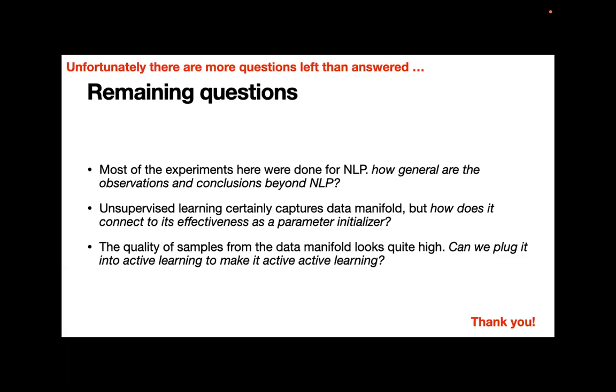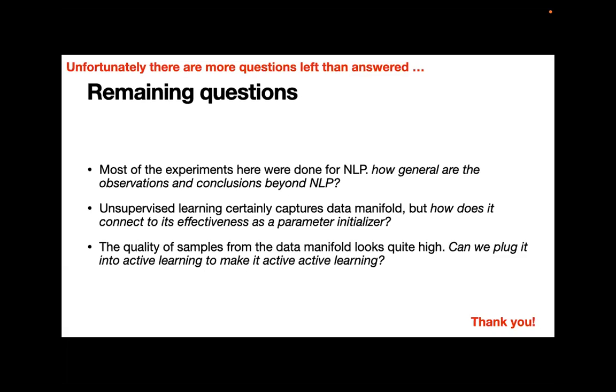The second thing is one kind of big question. It turned out that they're doing unsupervised learning as a denoising autoencoder. It certainly captures the data manifold. How does that actually connect to their super effectiveness as a parameter initializer? Are these two equivalent with each other? Maybe, maybe not. There are some hand-wavy ways to say that they are essentially equivalent, but there are also many other ways in which they don't have to be equivalent.